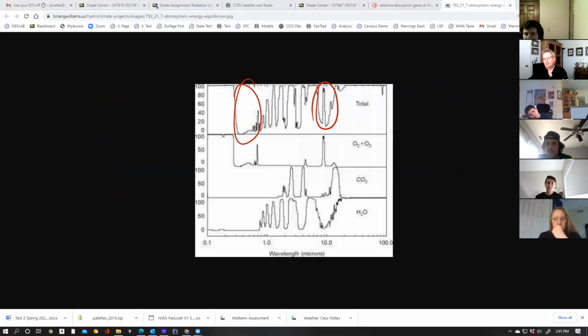Yeah, but isn't the window out blocked by CO2? No, this is blocked by CO2.